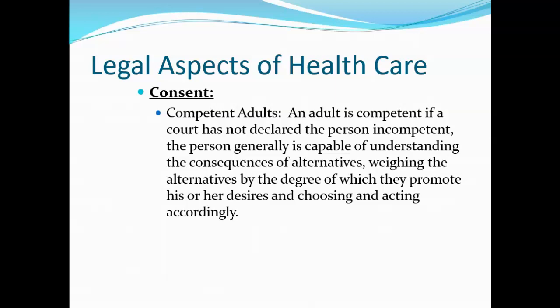Competent adults. An adult is competent if a court has not declared the person incompetent. The person generally is capable of understanding the consequences of alternatives, weighing the alternatives by the degree to which they promote his or her desires, and choosing and acting accordingly. We would be considered competent adults because we are not under the influence of anything and we are able to make our own decisions.